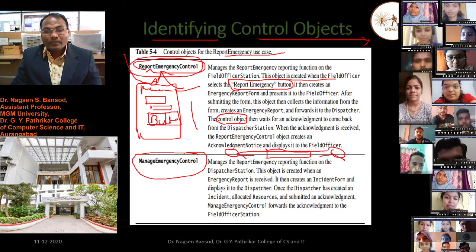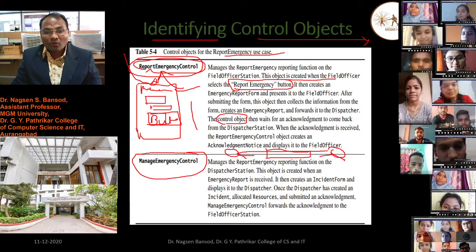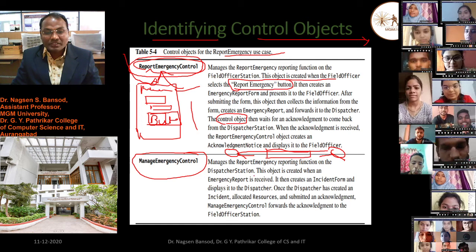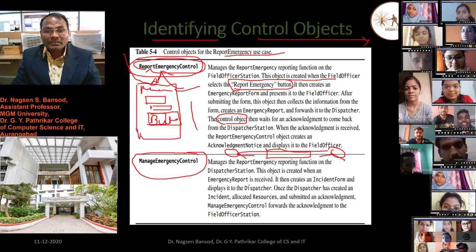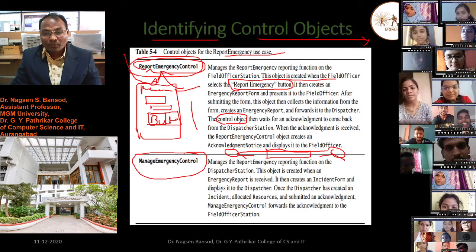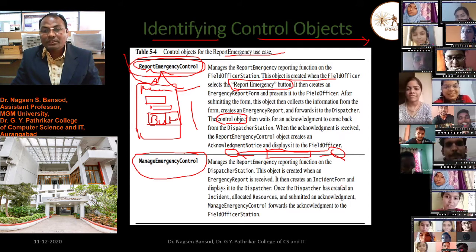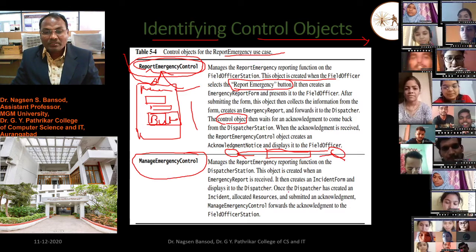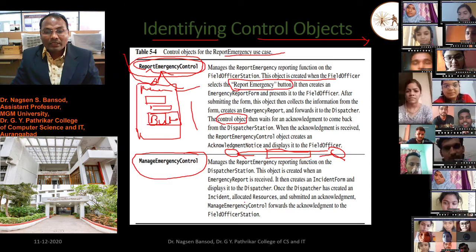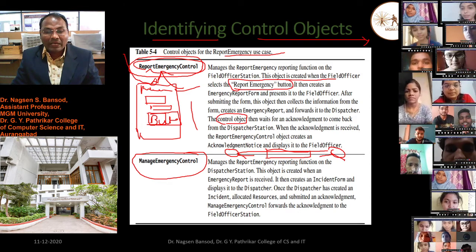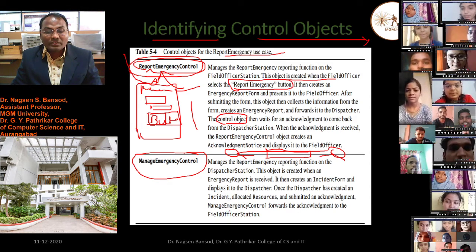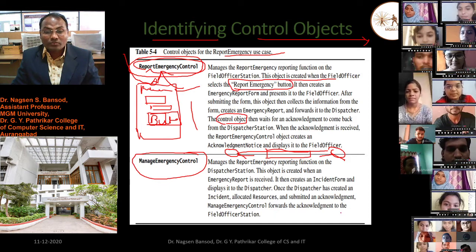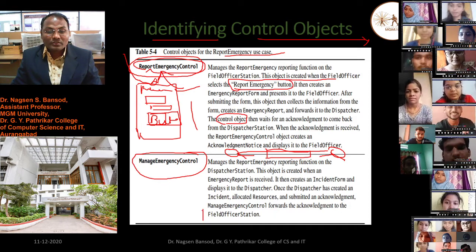Manage the report emergency report function on the dispatcher station. The object is created when the emergency report is received. It then creates the incident form and displays it to the dispatcher. Once the dispatcher has created an incident, allocated resources and submitted an acknowledgement, manage report emergency forwards the acknowledgement to the field officer station.